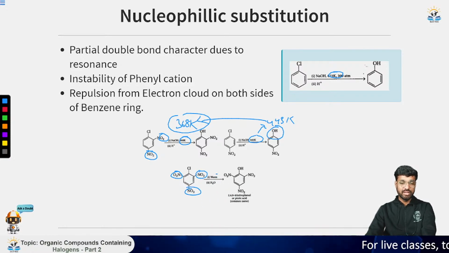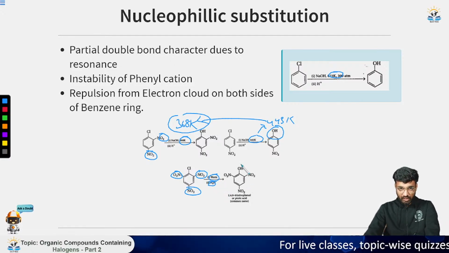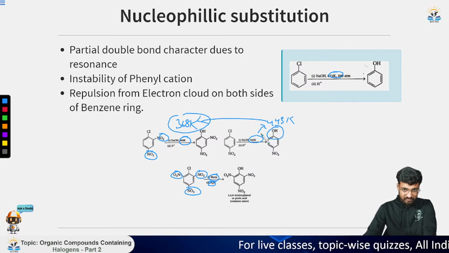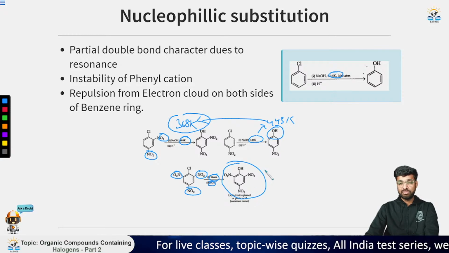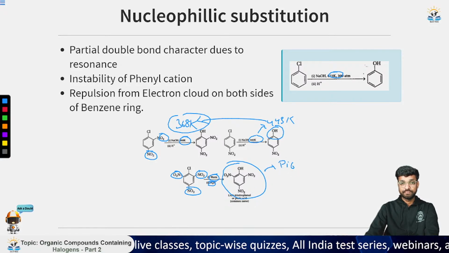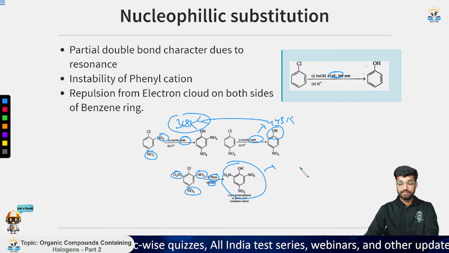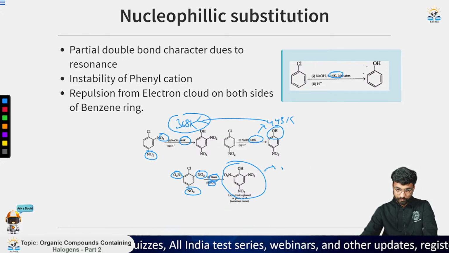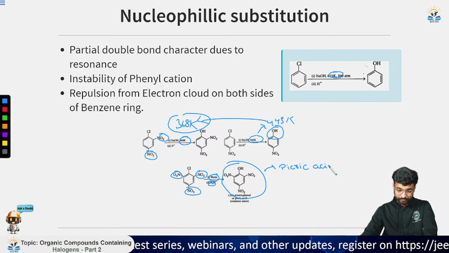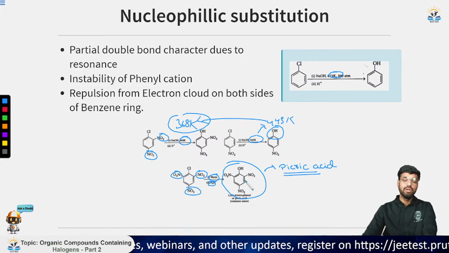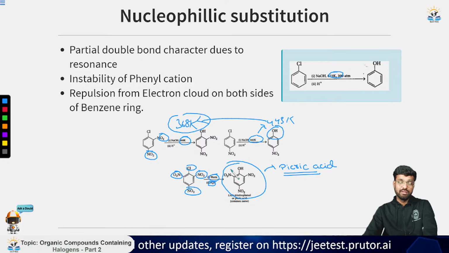Then we can see that by just using warm water, warm water and nothing else, we are easily getting this 2,4,6-trinitrophenol, and it is commonly known as picric acid. So if we just introduce this warm water, then we can easily substitute this chlorine by OH.